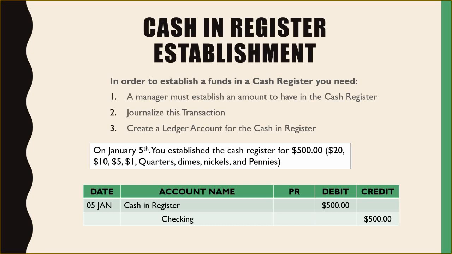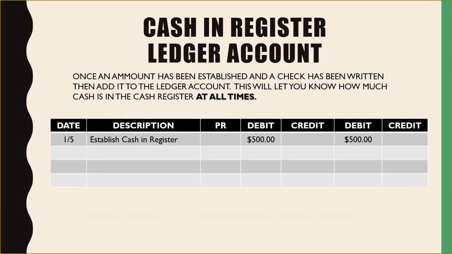In this case, it is now January 5th, and you establish a cash register for $500. You've got some 20s, some 10s, some 5s, some 1s, and quarters, dimes, nickels, and pennies. You need to be able to exchange money with your customers, so you need exact change. So you've got $500 worth of all this change here, and of course you're going to pop it into your cash in register ledger account. So in this case, there you go.